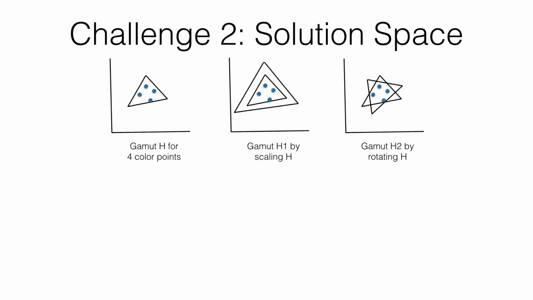The other challenge is larger solution space. For such 4 color points far away from color space boundary, suppose they are mixed with 3 prime pigments. The triangle gamut H is ground truth gamut. However, any gamut scaled or rotated from H can be the new valid gamut for these 4 points, like H1 and H2.